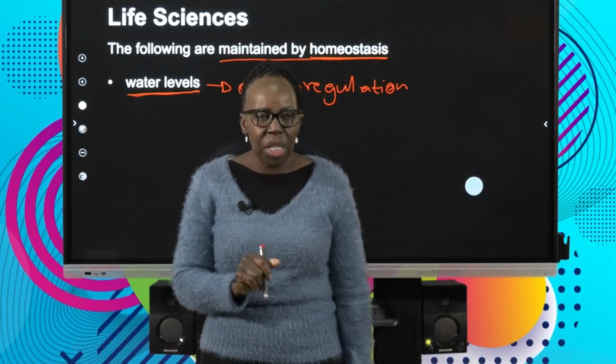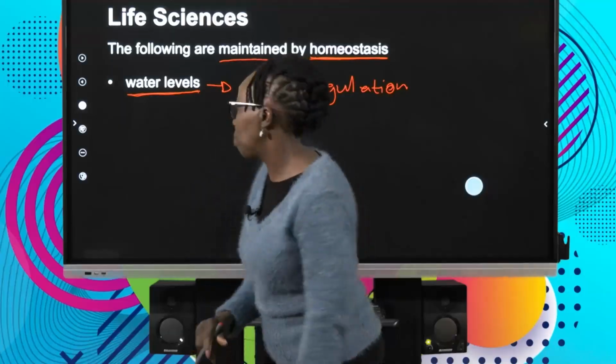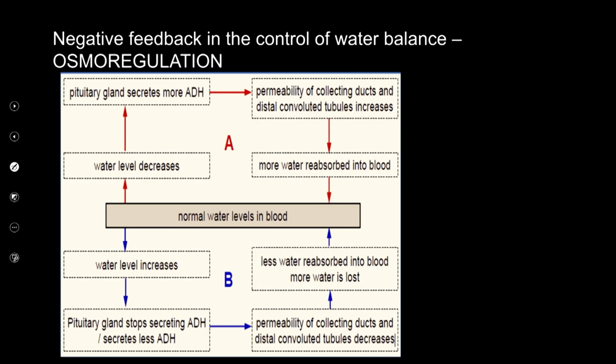See how it works. Remember the 7 steps. This is the negative feedback mechanism of osmoregulation. 7 steps, remember? The pituitary gland is here. In this case, we're looking at the feedback mechanism in the control of water balance, osmoregulation. Here is where we see a normal water level.